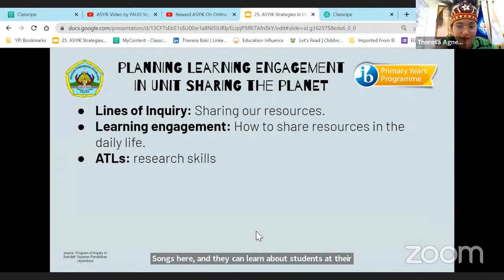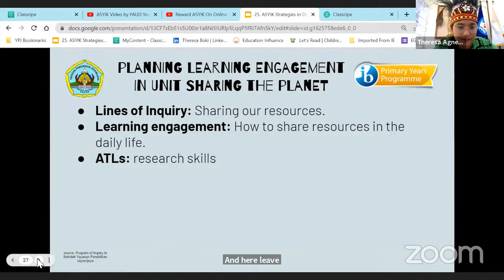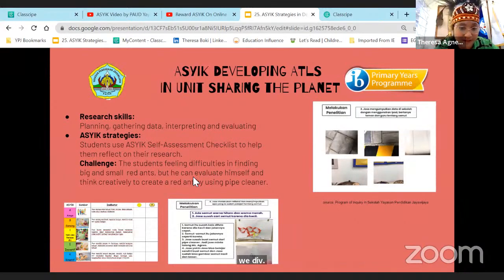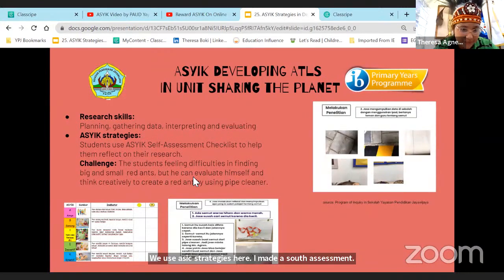And here, we go back to sharing the planet. And this is the example. So from the research skill here, we help students, we teach students about planning, gathering data, interpreting, and evaluating simply. And we use ASYIK strategies. Here, I made a self-assessment. I made an ASYIK self-assessment checklist to help them reflect on their research.